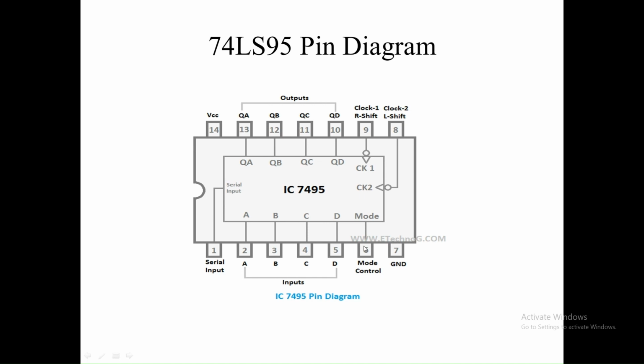This is selected with the mode pin. The mode control pin is pin number 6. When the mode control pin is connected to ground, the IC will work in right shift mode, and when the mode control pin is connected to VCC, the IC will work in left shift mode. In addition, there are 4 parallel inputs, which right now we are not using. Pin number 1 is the serial input. In the circuit diagram, QD is the last output. Pin number 10 is connected to pin number 1 of the IC, so it will work as a 4-bit ring counter.